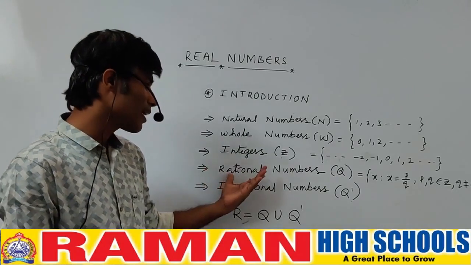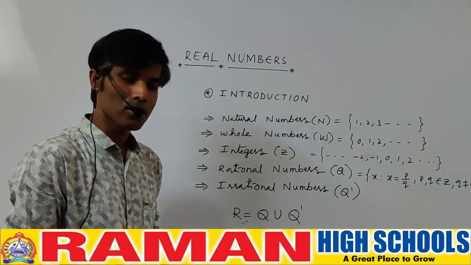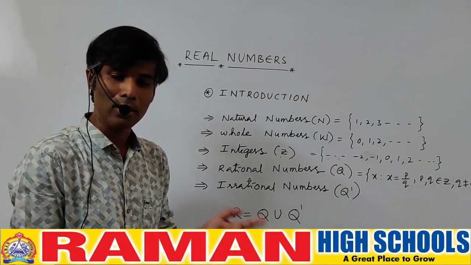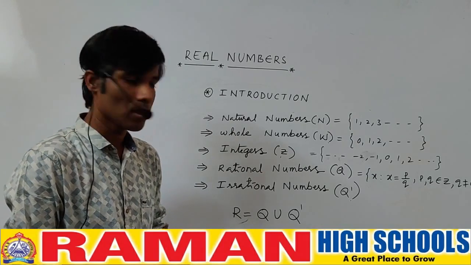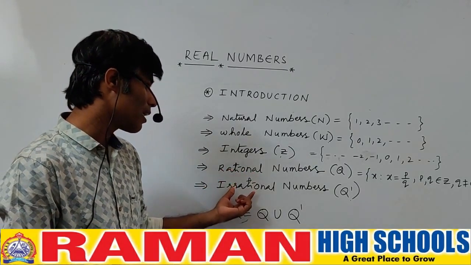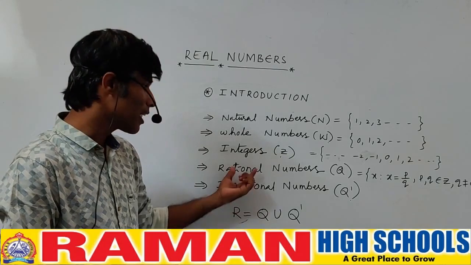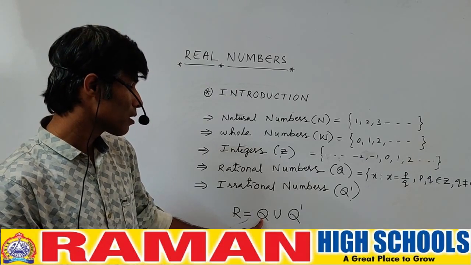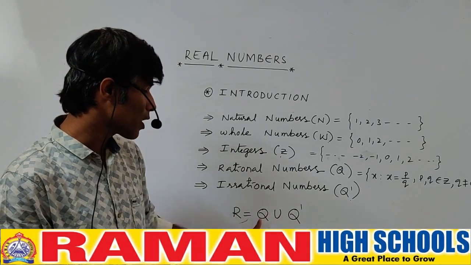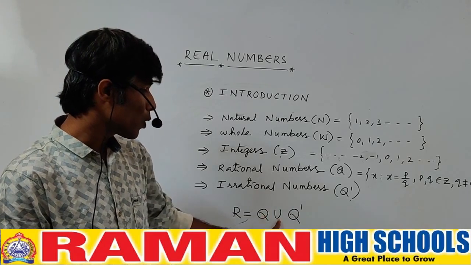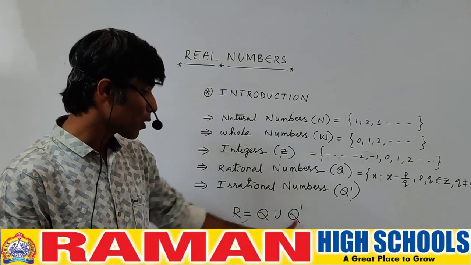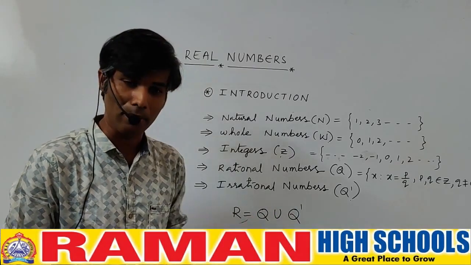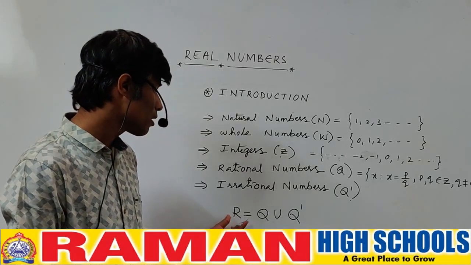After learning rational numbers and irrational numbers, we can extend these numbers to some other numbers by combining two number systems. Rational numbers and irrational numbers, their combination is called real numbers. Rational numbers combined with irrational numbers. You will read this as Q union Q dash, nothing but rational numbers along with irrational numbers. Rational numbers combined with irrational numbers is called real numbers.